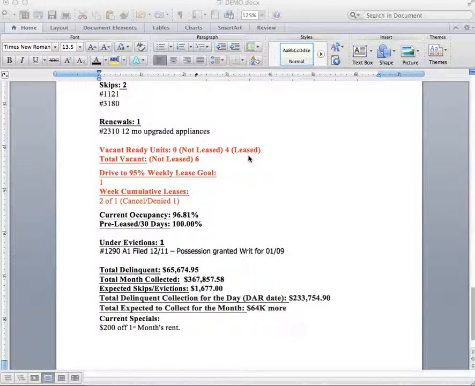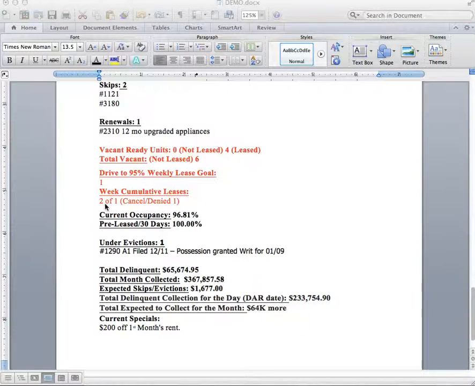If your property is on a drive to 95, meaning that you have not yet stabilized at 95% occupancy, you could be placed on the drive to 95, and in the drive to 95, you are given specific goals as to how many leases that you need to hit in order to get 95% occupancy. Here we can see that this property was on a drive to 95 and that their weekly goal was 1 lease, so they were pretty close to achieving 95%.